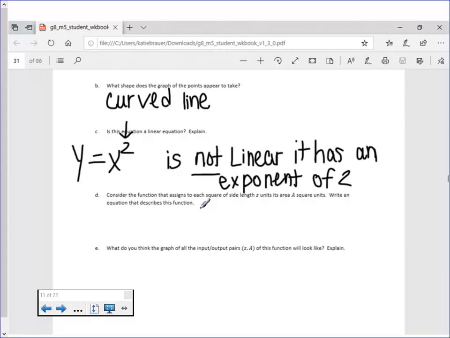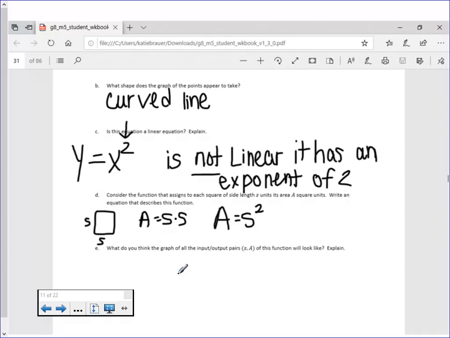It says, consider the function that assigns each square the side length. Okay, so we have a square. Let's think about this. How do you find the area of a square? This side is S and this side is S. Length times width, so the area would be side times side. You could also say that area would be the same thing as side squared, because if you take the same thing and multiply it, you can make that an exponent. It's area equals side squared.